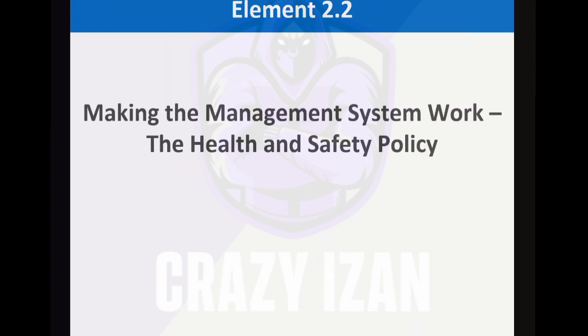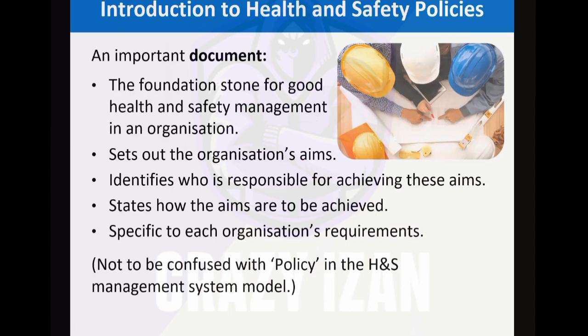Then we have making the health and safety policy work. A health and safety policy, as I told you, is a very, very important document. It is the foundation of good health and safety management in the organization, and it sets out the organization's aims and objectives. It also identifies who is responsible for achieving these aims and objectives, and it states how the aims and objectives are to be achieved.